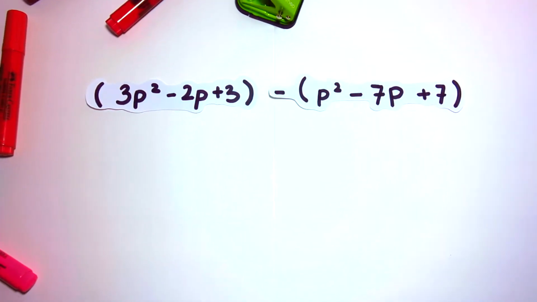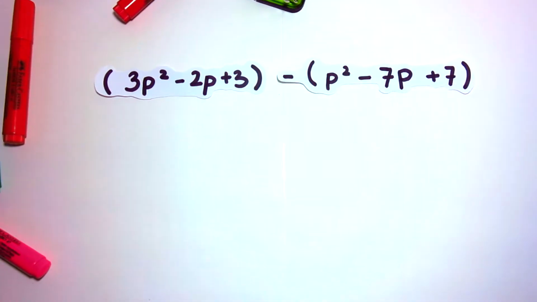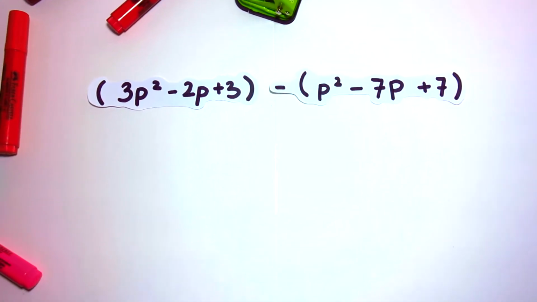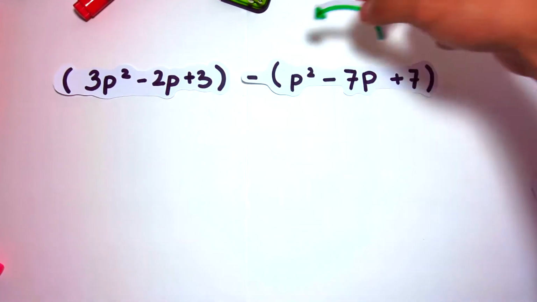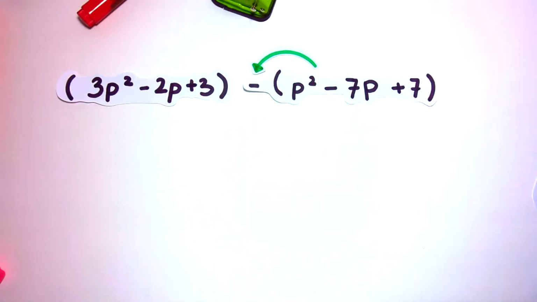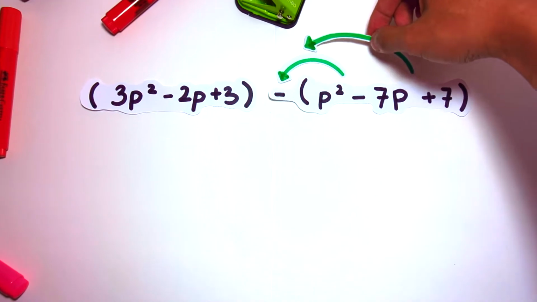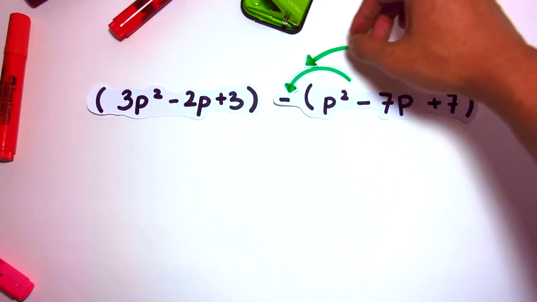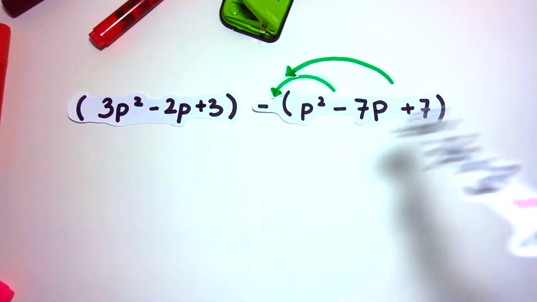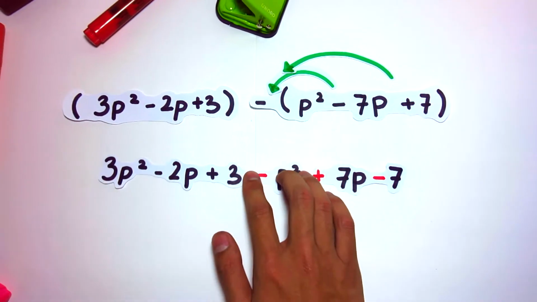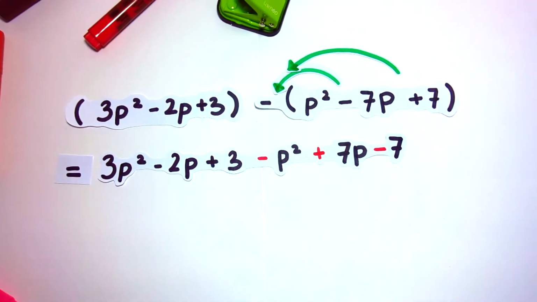The equation is 3p squared minus 2p plus 3 minus p squared minus 7p plus 7. You need to distribute the negative, so you're going to change the signs. If it's a negative and a negative, it becomes a positive. If it's a negative and a positive, you need to transform it to a negative. You then rewrite the equation and take out the parentheses, so it becomes negative p squared plus 7p minus 7.